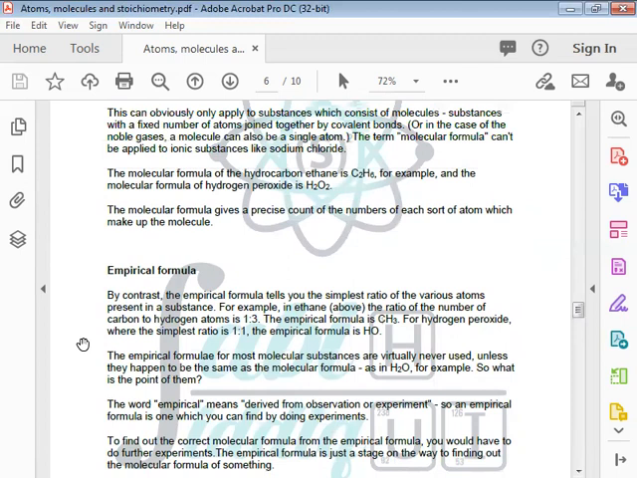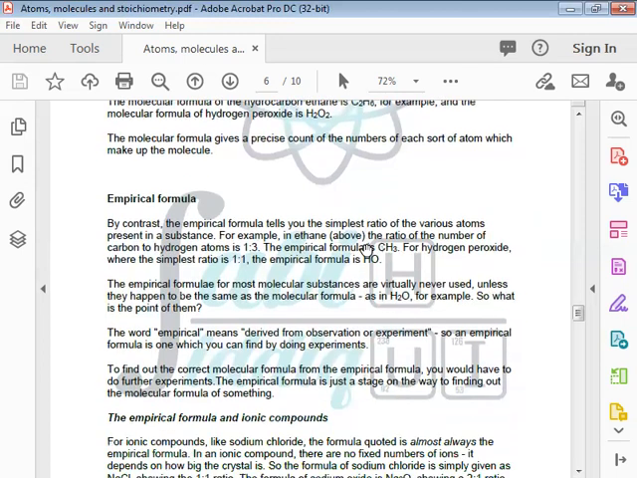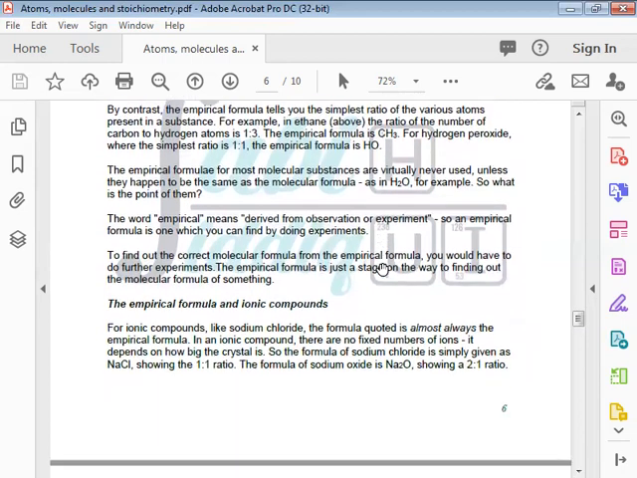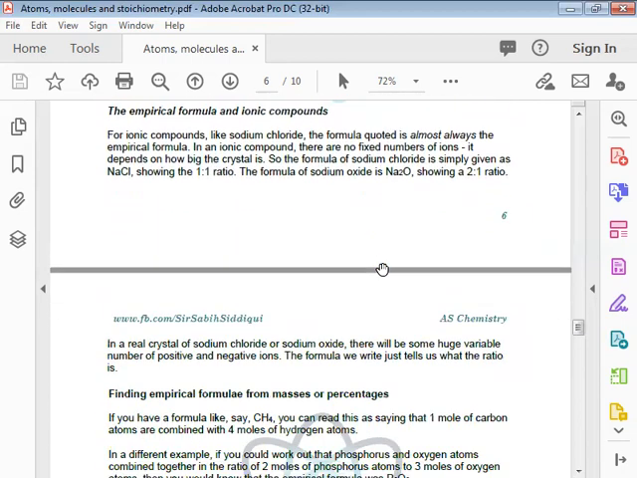Example, hydrogen peroxide is H2O2. That means if you take one molecule of hydrogen peroxide, there are 2 hydrogens and 2 oxygens. But if I simplify their ratio, I'll get HO. Right? So this is the empirical formula, that for every 1 hydrogen, there is 1 oxygen involved. Is this clear? Now, there is a very easy way of calculating empirical formula.